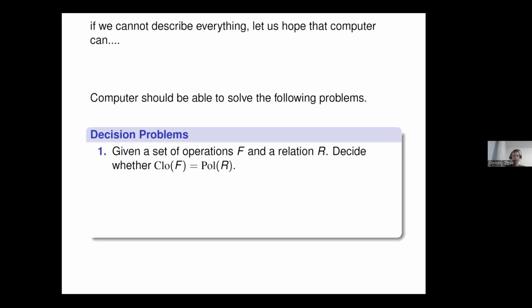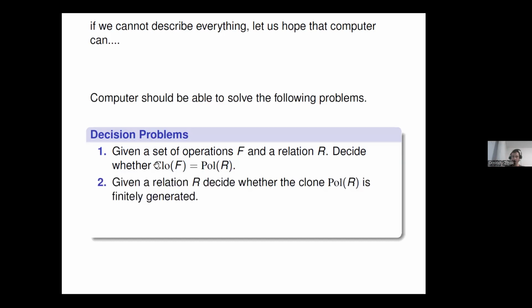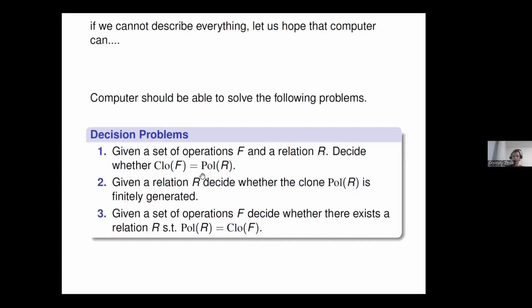Given a set of operations and a relation, decide whether they define the same clone. If you have a complete description of all clones, you should be able to solve this problem. For example, for the Tollman domain, for my lattice, you can solve this problem easily. Problem 2: given a relation R, decide whether the clone defined by this R is finitely generated. Another nice question. And problem 3: given a set of operations, decide whether the generated clone is finitely related. Like, given a finite algebra, decide whether this algebra is finitely related. Okay, so I believe that if we get a complete description, we should be able to solve these 3 problems.